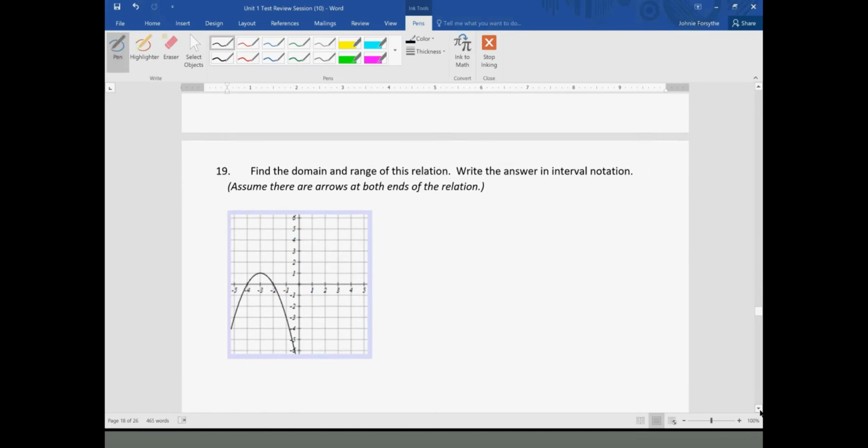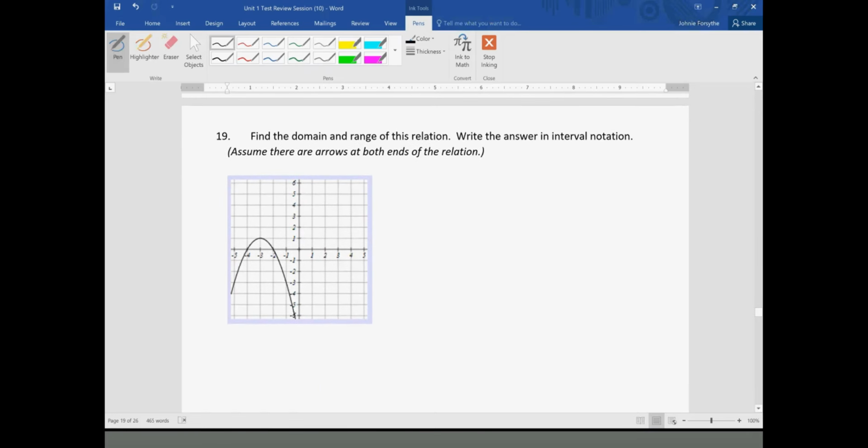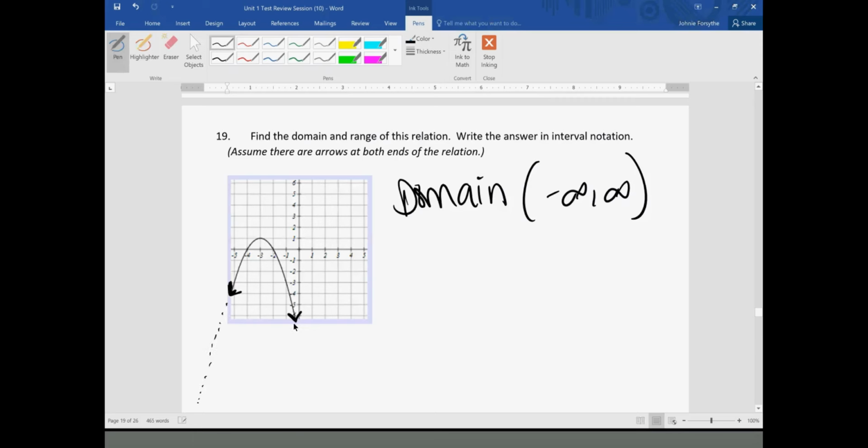Okay. Another domain. I had a few examples of these because I know these are kind of harder to understand. Find the domain and range. Again, we're going to assume arrows. For whatever reason, IMAT doesn't like to put arrows, so I had to put that little note there for you. So for the domain, this is another one where you have all real numbers, going from negative to positive infinity, because from the left, the arrow is going to keep going on and on that way.